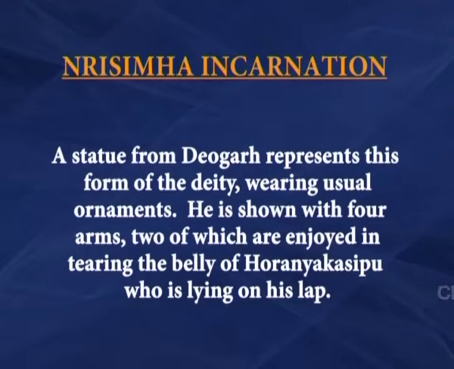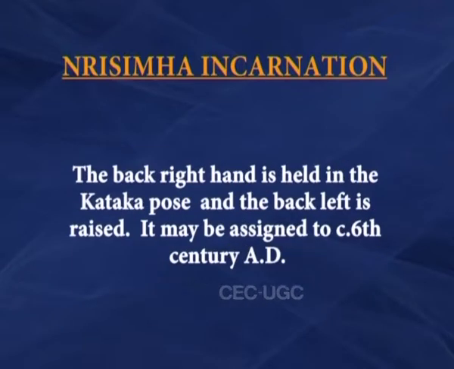A statue from Deogarh represents this form of the deity wearing usual ornaments. He is shown with 4 arms, 2 of which are engaged in tearing the belly of Hiranyakashipu, who is lying on his lap. The back right hand is held in the Kataka pose and the back left is raised. It may be assigned to circa 6th century AD.